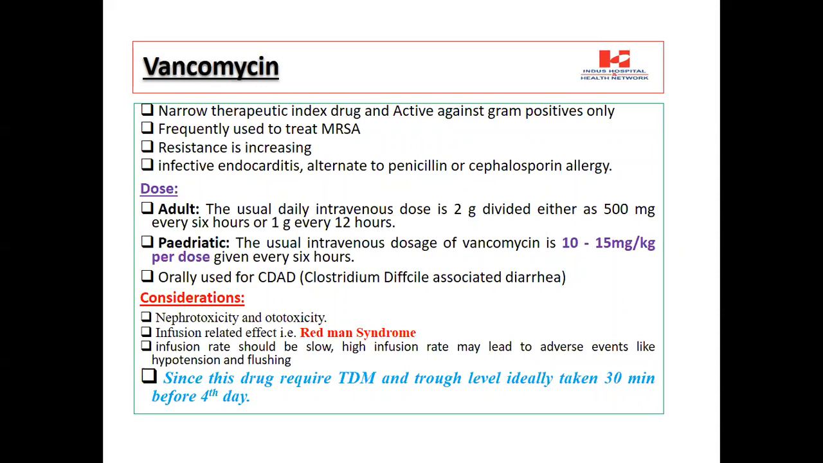As we know, it's a high molecular weight drug, and it can produce some nephrotoxic effects in the patient, and it can produce some infusion-related effects. Since this drug requires therapeutic drug monitoring, we can go for the trough levels before the 4th dose as a standard.